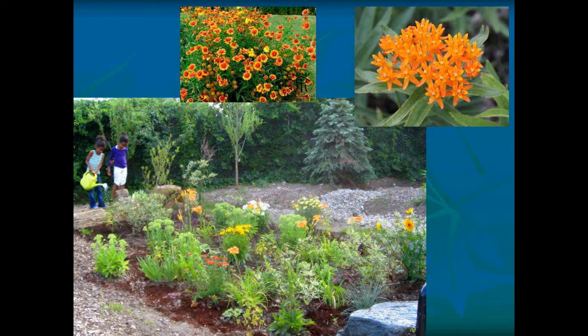For your oranges, of course, there's butterfly weed, one of the milkweeds. There's Gaillardia, which is more of a prairie plant, but great for pollinators. And down here, this little tiny new garden has some yarrow in it. I'm just pointing to it with my cursor.